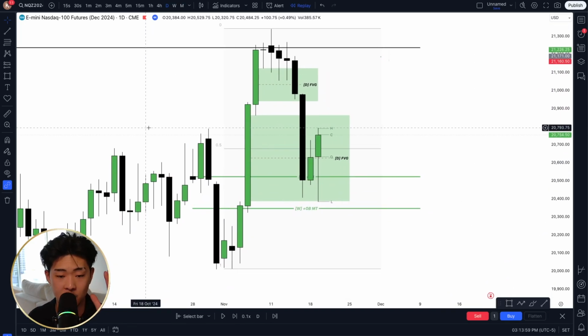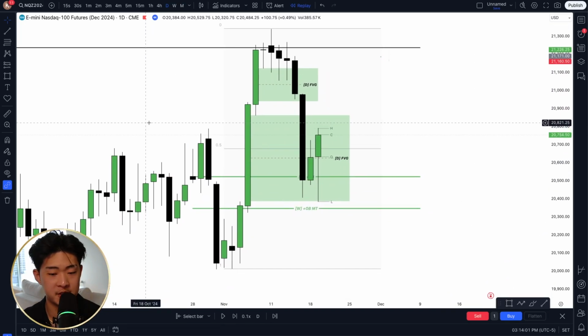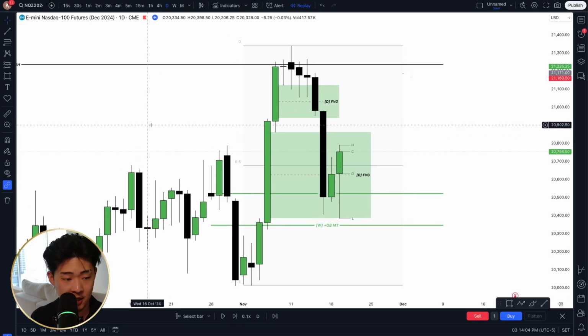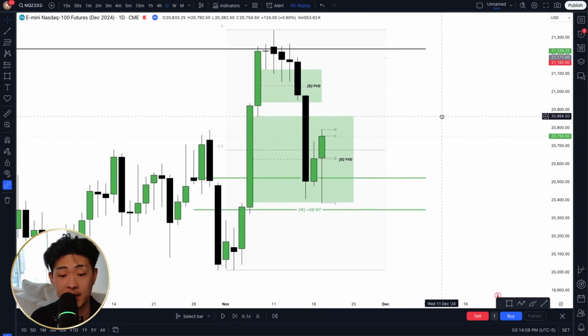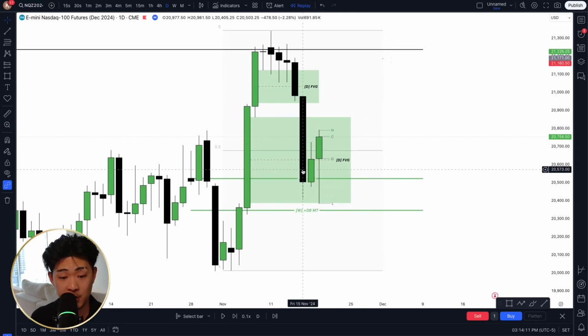And let's go ahead and go over one more example before we dive into some more advanced concepts. As we can see a little bit later in the week now, we have retraced to that point that we said we were going to retrace to, and you can see now that we're in a discount, now that we reach for that weekly order block, we're finding some support there.